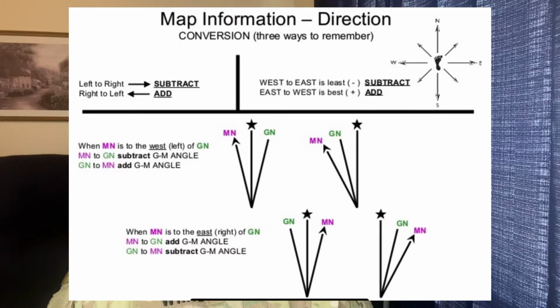When your MN is to the east, to your right, going MN to GN, you're going to add. Going GN to MN, you're going to subtract. So that's the diagram there.